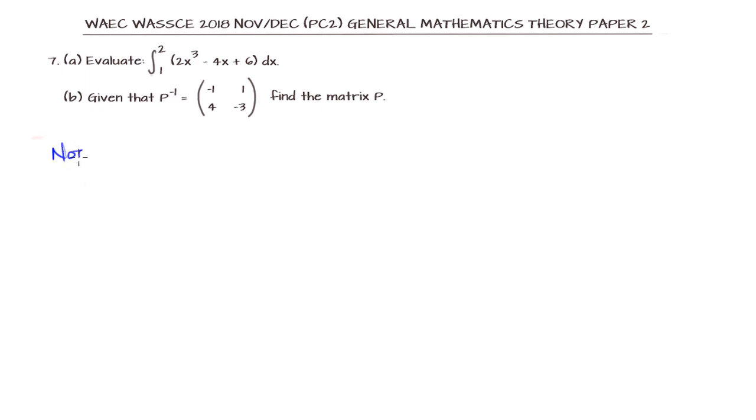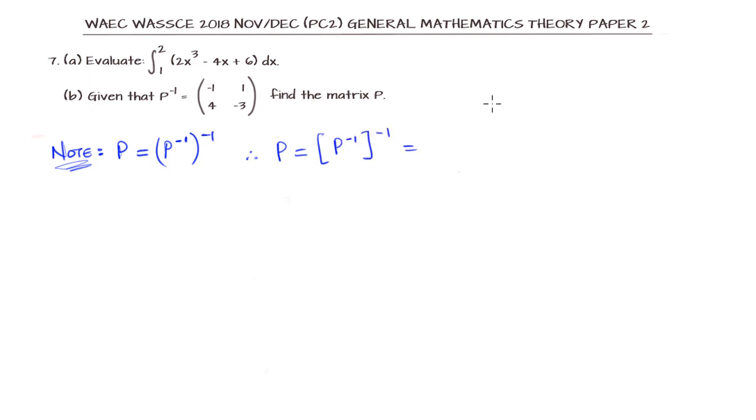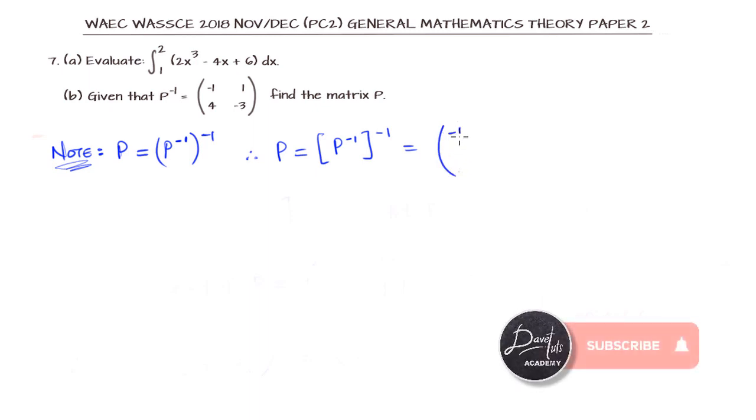So now we want to find P, given P inverse as this matrix. But first, we need to know that P itself is the inverse of the inverse of P. So meaning that in this question, we are just finding the inverse of 1 over P, which is P. So all we need to do is just find the inverse of the matrix that we are given. Forget that we are talking about inverse. Just find the inverse of this. So P will be the inverse of P inverse, and that will be the inverse of the whole matrix.